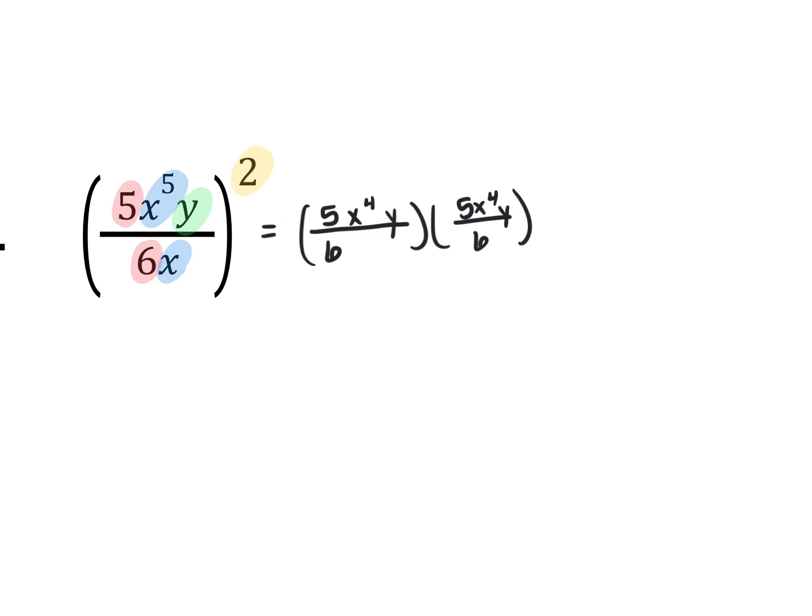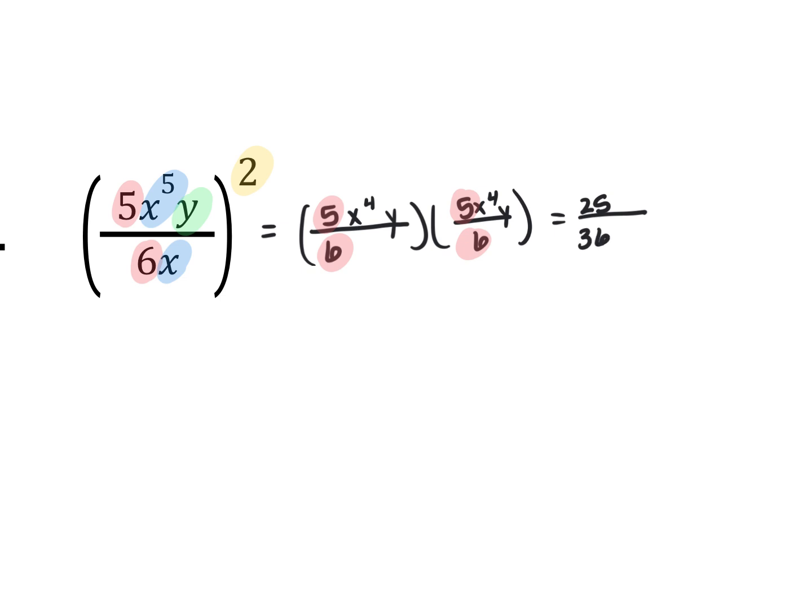Now I have it another time. Now I get to just go ahead and fill in. So I'm going to start with my 5 times my 5. 5 times 5 is 25. And then I'm just going to go ahead and do my 6's too. I'm going to do my 6 times my 6. That's going to give me a 36.